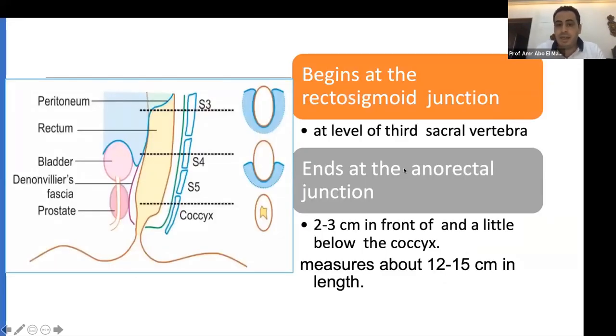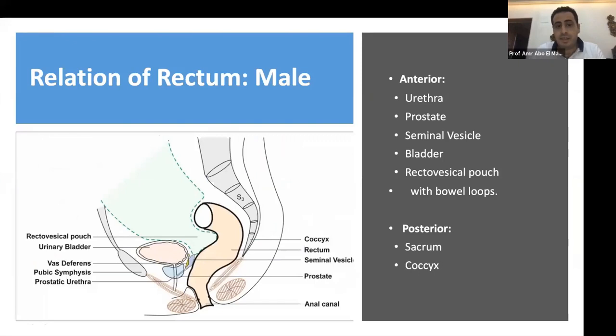It begins at the recto-sigmoid junction at the level of the third sacral vertebra, and ends at the anorectal junction, 2-3 centimeters from and a little below the coccyx. It measures about 12 to 15 centimeters in length. The relations are important. Anterior relations in the male are the urethra, prostate, seminal vesicle, bladder, and rectovesical pouch with bowel loops. Posterior are the sacrum and coccyx.